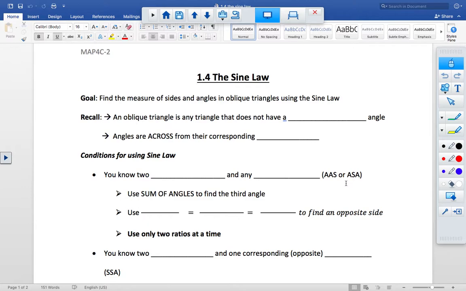So we're moving from right angle triangles, and we remember from our previous lessons that we use SOHCAHTOA for right angle triangles. So an oblique triangle, what's the definition of it? It's any triangle that does not have a right angle, or a 90 degree angle.